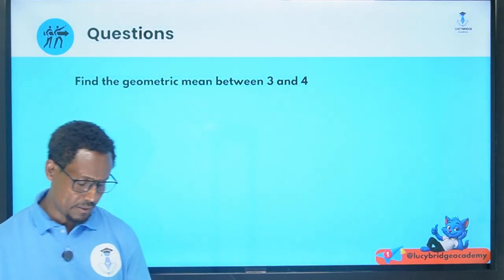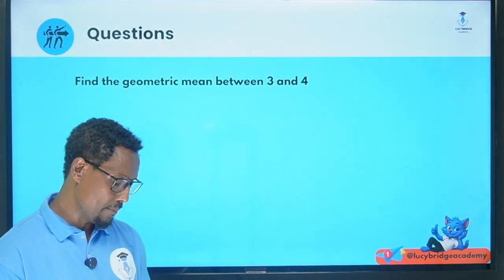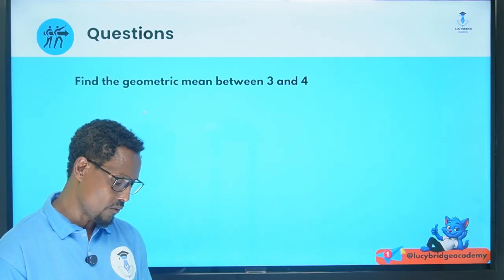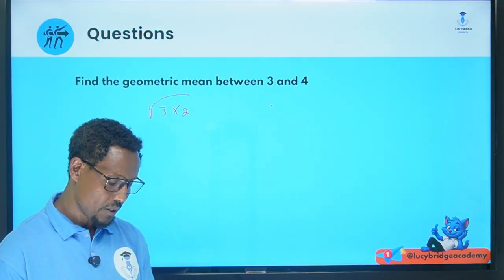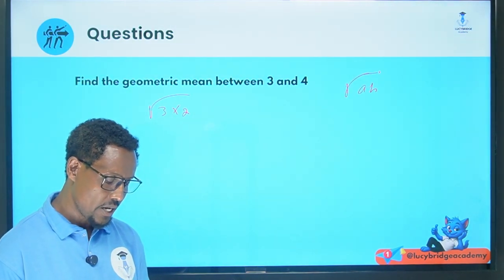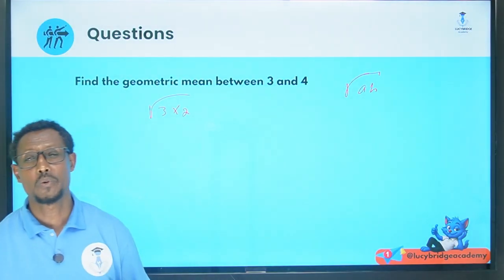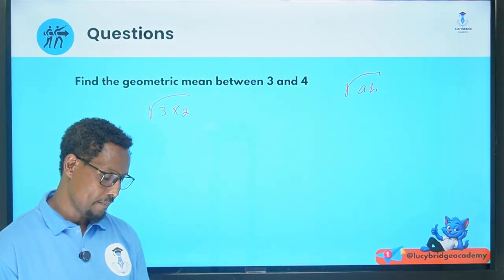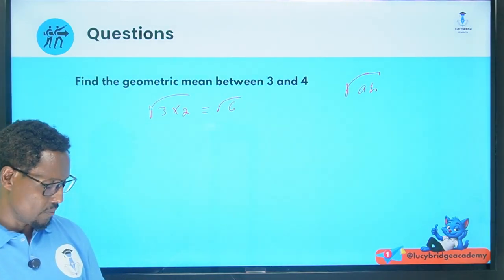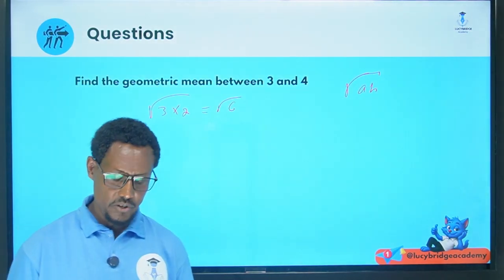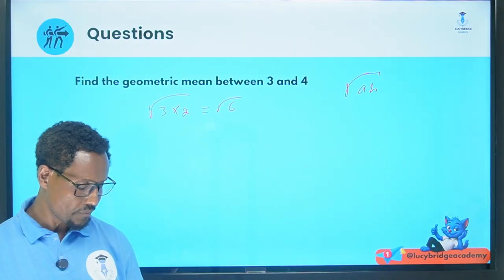Find the geometric mean between 3 and 4. It's simple. The geometric mean between 3 and 4 means the square root of 3 times 4. We know that the geometric mean between A and B is the square root of AB, which is the square root of 12, so the square root of 12 is the geometric mean between 3 and 4.